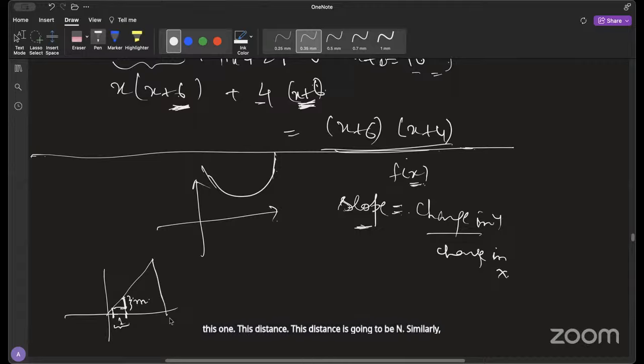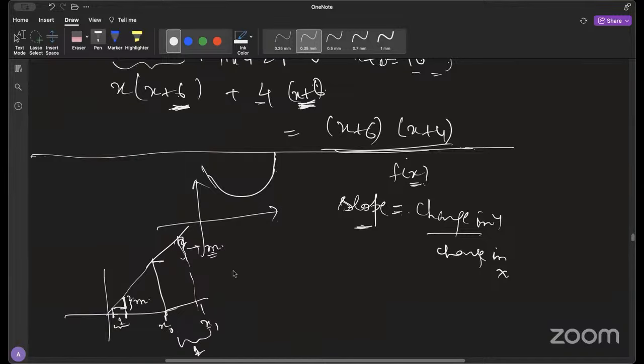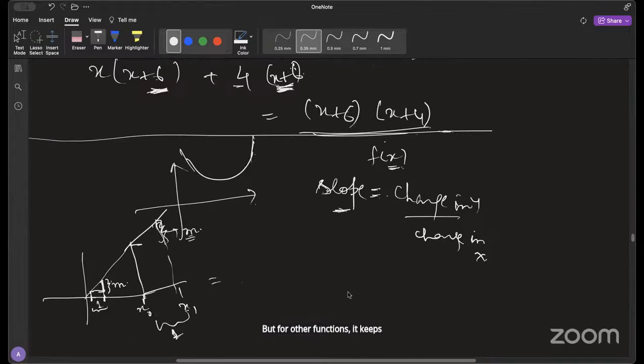Similarly, if you take something here, let's just say x0 and x1. So this is the change in y coordinate. And let's just say x1 minus x0 is 1, then this change is again going to be m units. So for a line, it's constant, it's m. But for other functions, it keeps varying. So it depends on the point. Like if you have this point, the slope is something else. Here, the slope is something else.